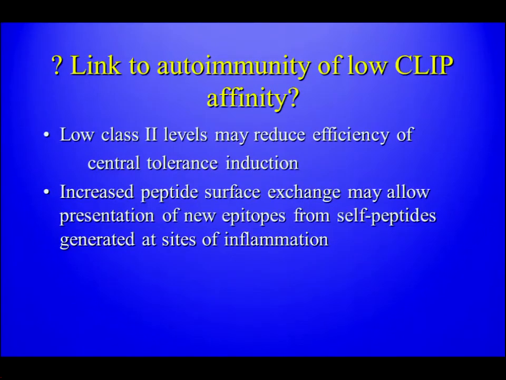And then the thing that I think maybe is more obvious even for a non-immunologist is that if you can exchange peptides easily at the cell surface, that will allow that class 2 molecule to present new epitopes that are being generated at sites of inflammation. And those new epitopes, even from self-peptides, may be epitopes that you have not in any way tolerized against. So that could be a way that you would get to autoimmunity, that these new epitopes that are generated in the context of inflammation by proteases in the inflammatory site can much more easily exchange on the cell surface and be presented to T cells that can recognize them.